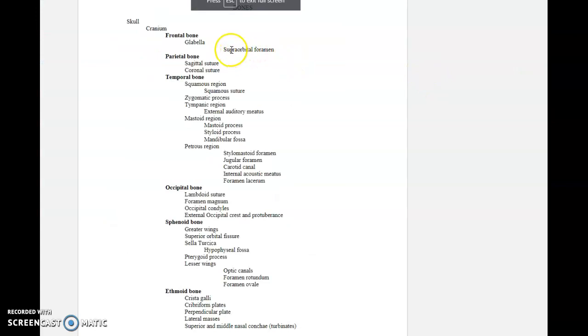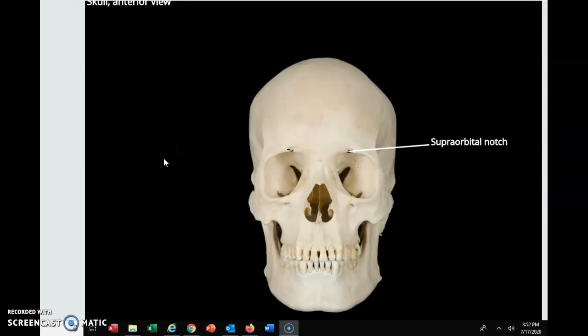Okay, the next area, the supra, means above orbital. Foramen, the hole above the orbital of the eye. Sometimes the supraorbital foramen is incomplete. It doesn't totally close up, or it forms more of a notch than a hole. Therefore, we would call it supraorbital notch. So just know supraorbital foramen or supraorbital notch are the same thing. The supraorbital notch, the bone doesn't completely form a hole, but instead forms a notch. Either one can be there.